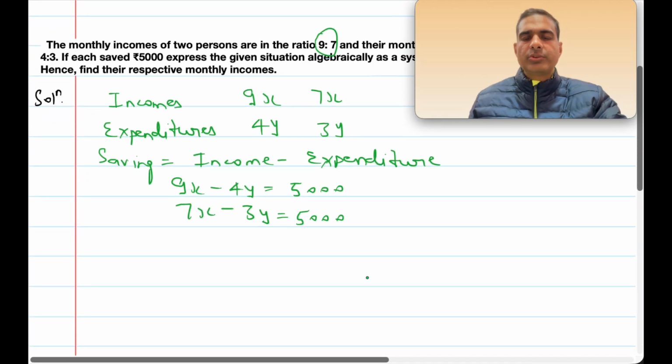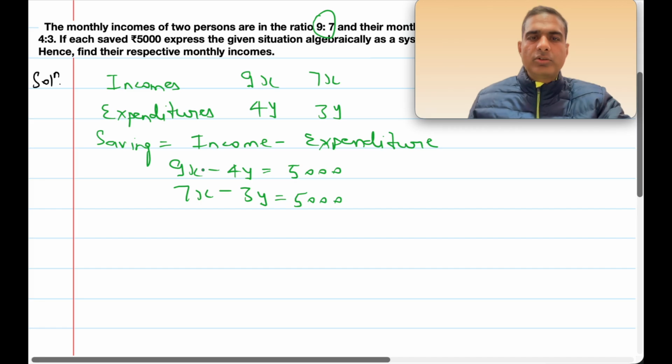So these are the two equations from which we have to find the value of x, because the question is asking about their monthly incomes, and incomes are 9x and 7x. If we can find the value of x, we will get the incomes of both the persons. To find x, I can make the coefficient of y equal in both the equations so that y would cancel out and I will get the value of x.